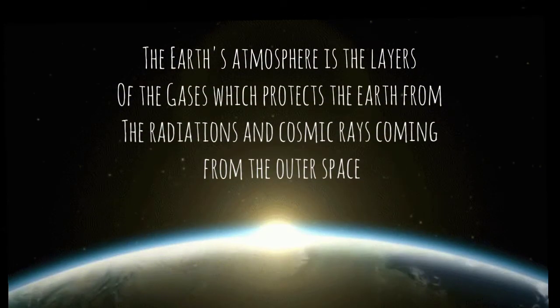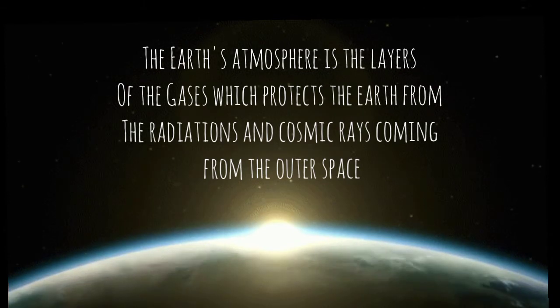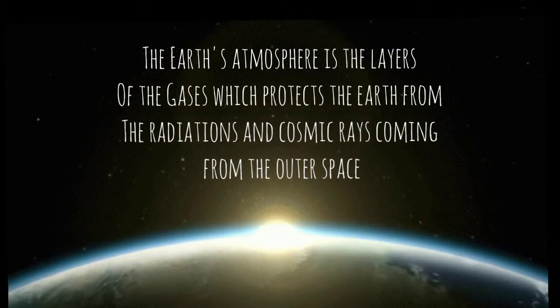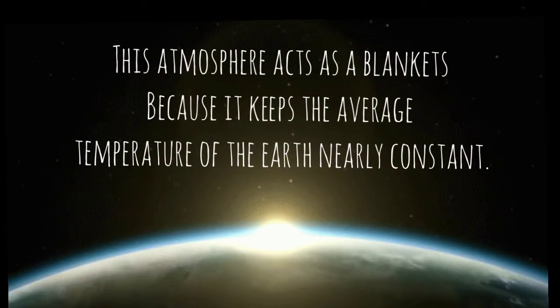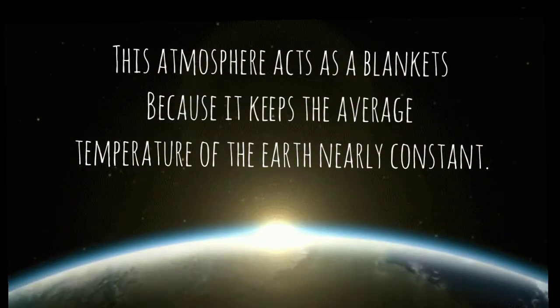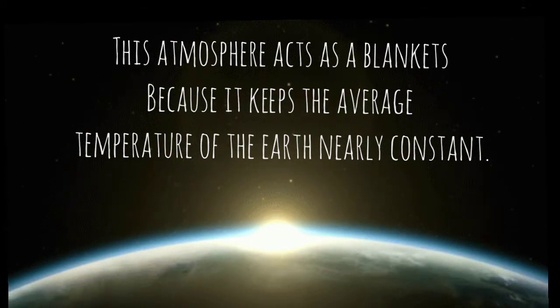The Earth's atmosphere is the layers of gases which protects the Earth from the radiation and cosmic rays coming from outer space. This atmosphere acts as a blanket because it keeps the average temperature of the Earth nearly constant.